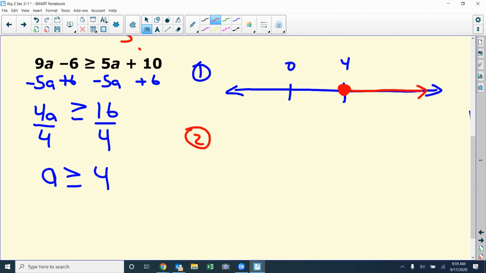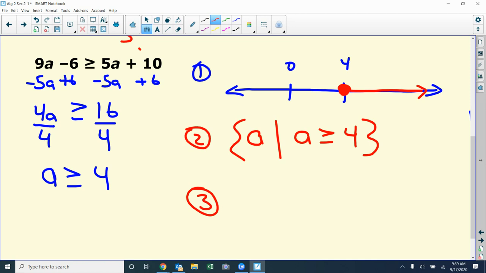Method 2, A such that A has to be greater than or equal to 4. Set builder. How are we feeling about this? Everybody okay? Method 3, coming 4, comma, 4 is included, going to positive infinity, and it is not included.